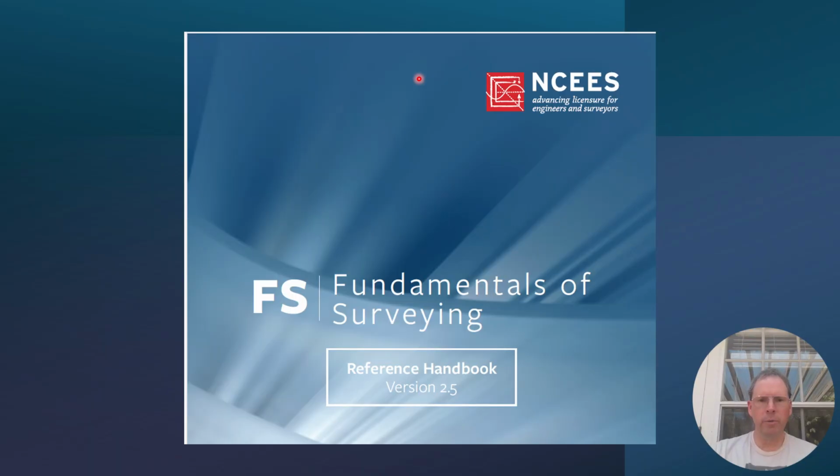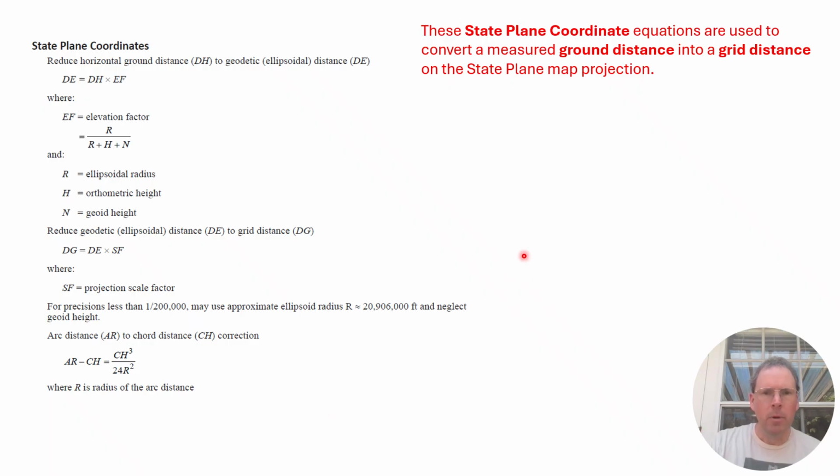And let's look at the next set of equations that come up in our booklet here. The next set of equations are these state plane coordinates. These state plane coordinate equations are used to convert measured ground distance into a grid distance on a state plane map projection. And they do a pretty good job of giving you the equations and what the terms are here. You have this other arc distance. Let's go ahead and just do an example.